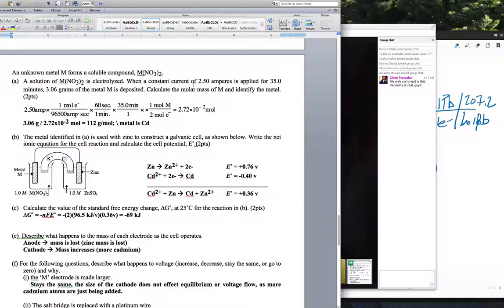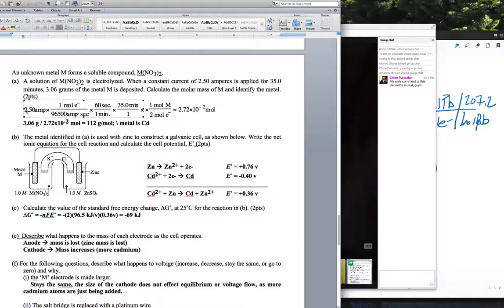And they said 2.50 amps is applied for 35 minutes, and 3.06 grams of the metal M is deposited. Calculate the molar mass of M and identify the metal. So we know, looking at this, to do reverse swap and drop, the NO3 is a 1-. We know that because that's a polyatomic ion we have to have memorized. So that means that this unknown metal M has to have a 2+, because when you did swap and drop, it became its subscript 2.